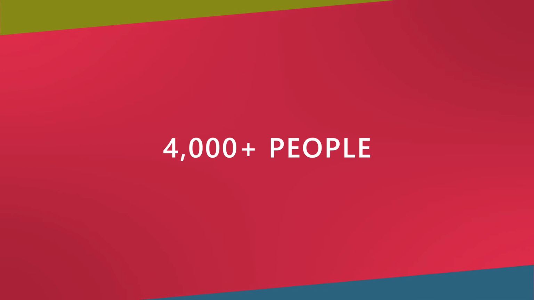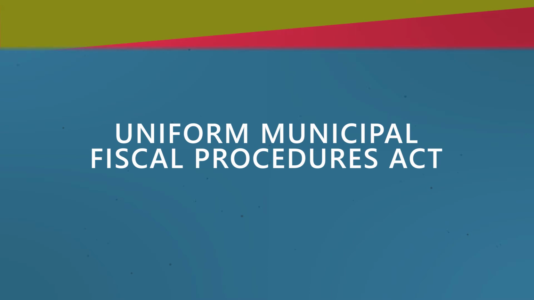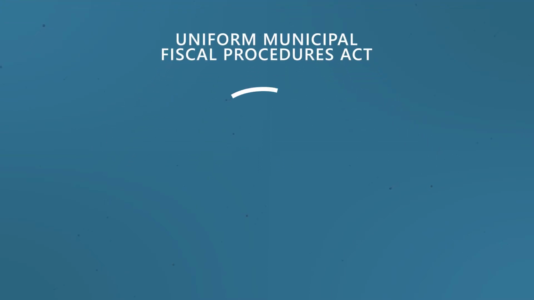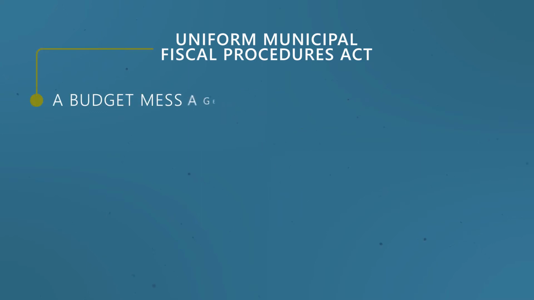Under Wyoming law, every municipality must adopt a budget. For instance, if a municipality is 4,000 people or more, or has a city manager form of government, it is required to follow the Uniform Municipal Fiscal Procedures Act. This act requires 3 specific items. 1, a budget message, which is the most important section of the budget.